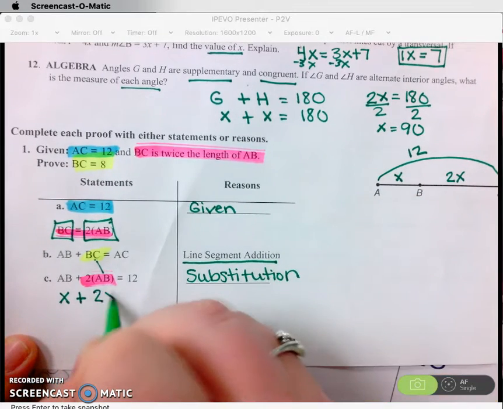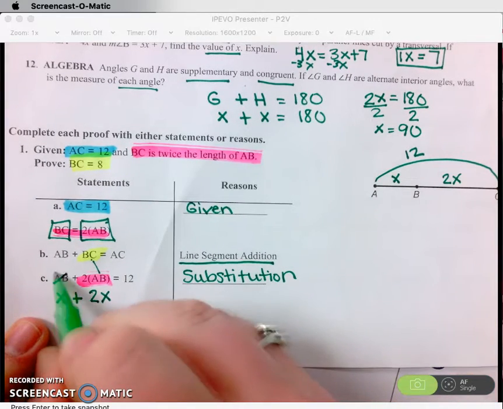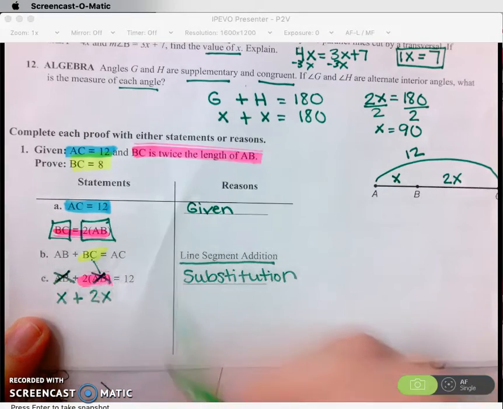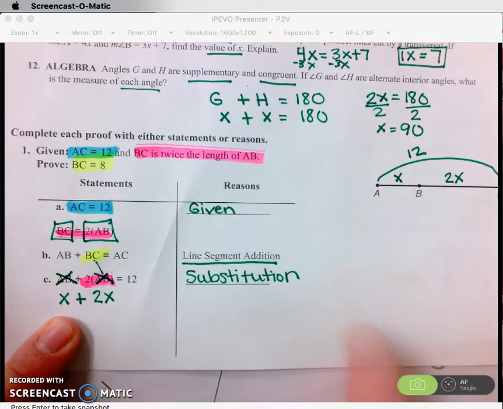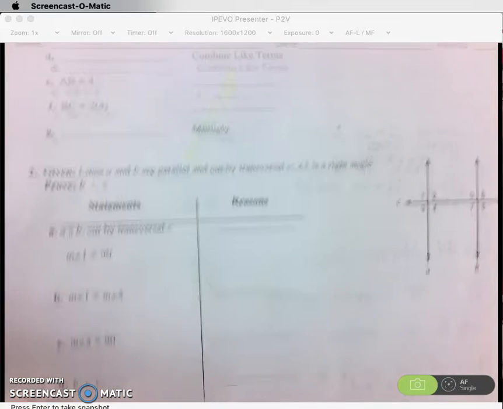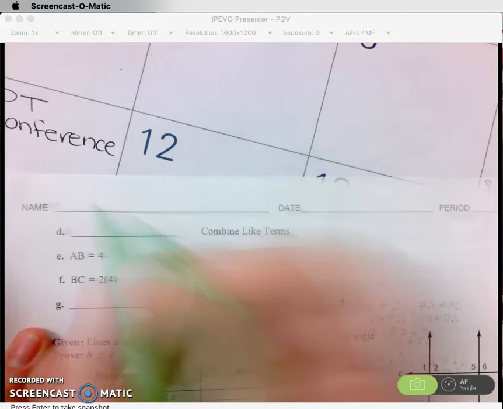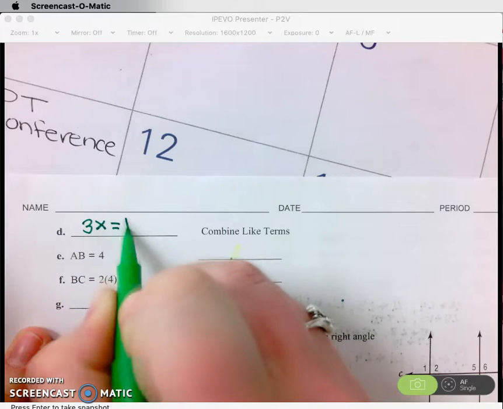Okay? Now again, this might be a little easier, 2x. This AB is just an unknown. Okay, this is an x, and this is an x. This might be easier to see. Now x plus 2x changes to what? Because we combined like terms. So we combine that to 3x equals 12.